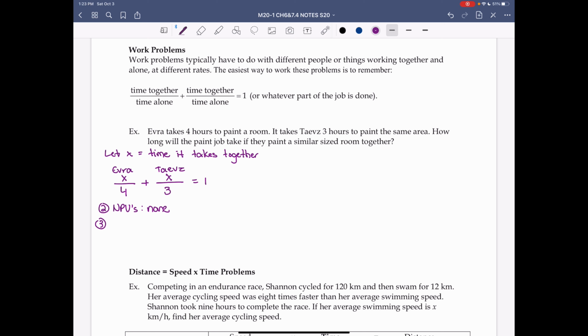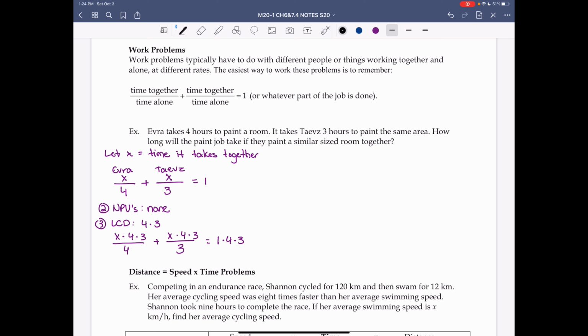Our lowest common denominator, 4 and 3. What's the lowest common multiple of 4 and 3? It's 12, which is 4 times 3. We're going to multiply the lowest common denominator to each of our fractions. We get x times 4 times 3 over 4 plus x times 4 times 3 over 3 equals 1 times 4 times 3.